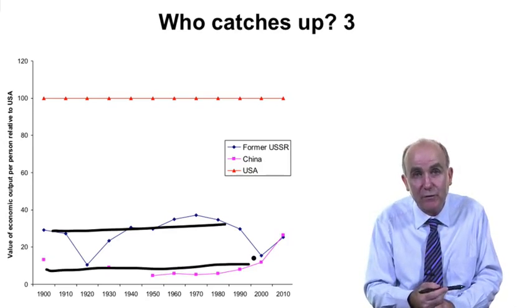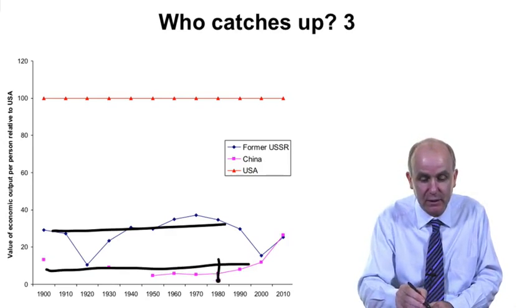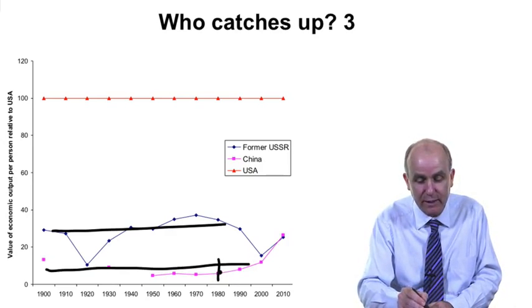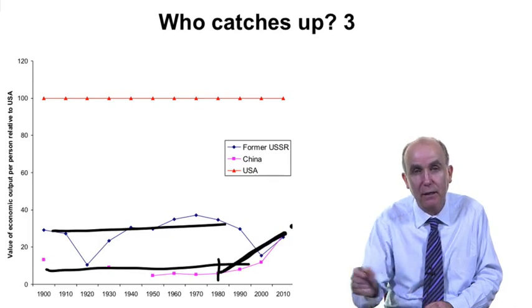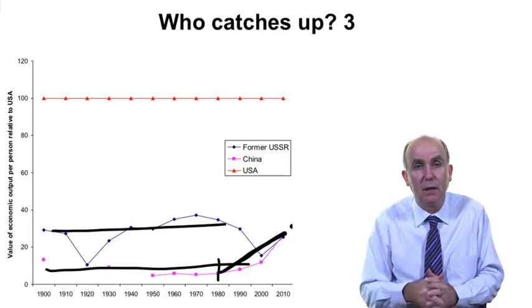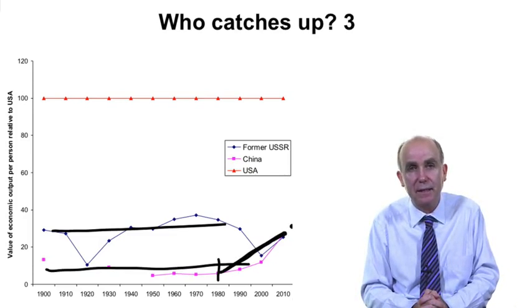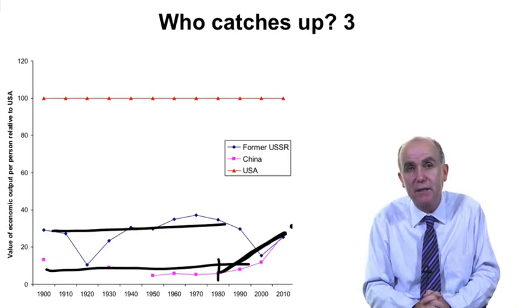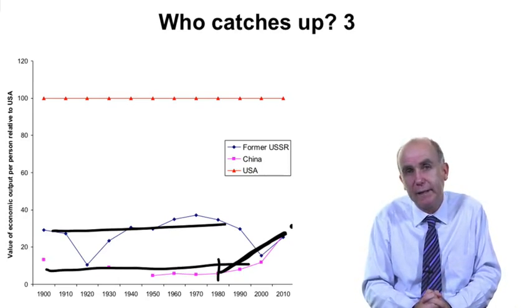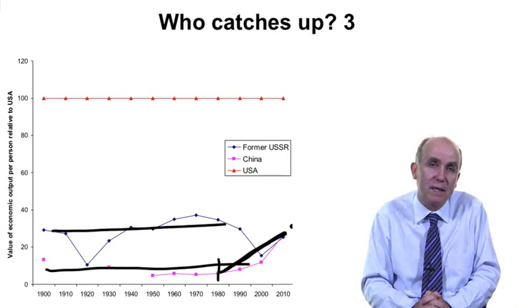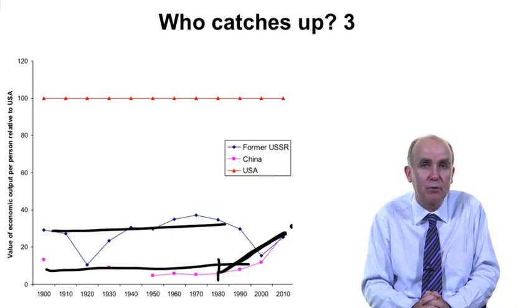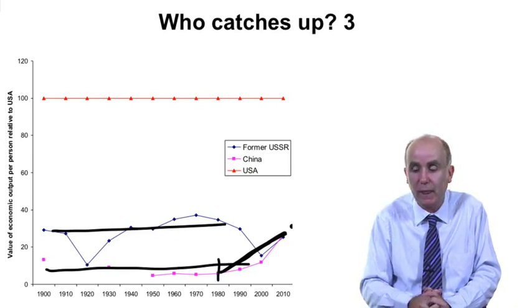Since they've moved away from that type of system, and in particular if you look at China since 1980, you'll see that there's been some evidence of catch-up towards the United States. So this tells us that one potential explanation for why countries are rich and poor, why some countries catch up and some countries don't, is their method of organising economic activity.